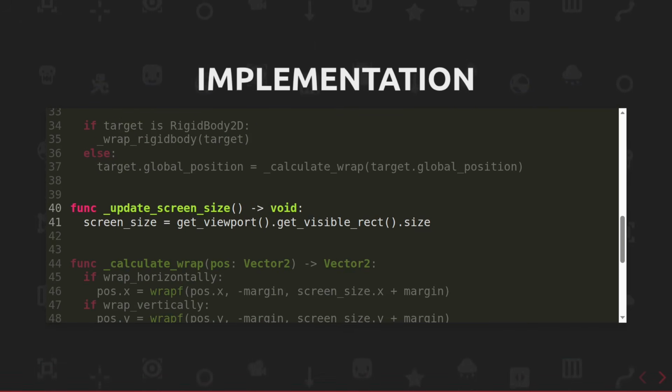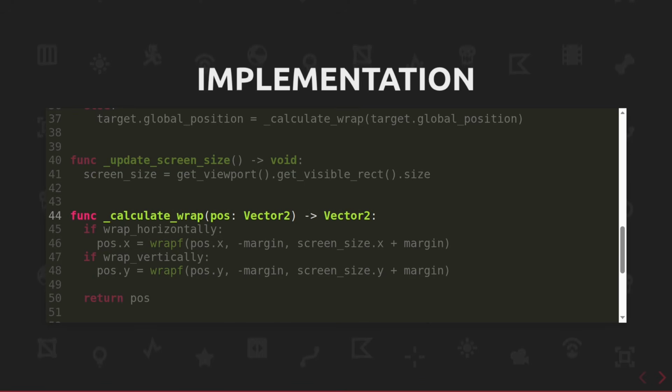First, we have update_screen_size. It's as easy as overriding that screen size member variable with get_viewport().get_visible_rect().size. Again, this will be called twice, once when the Wrap2D node is ready in the scene tree, and every time when the viewport's size changes. Then we have calculate_wrap, which is responsible for taking a position vector and returning a new one based on the wrap logic that we need.